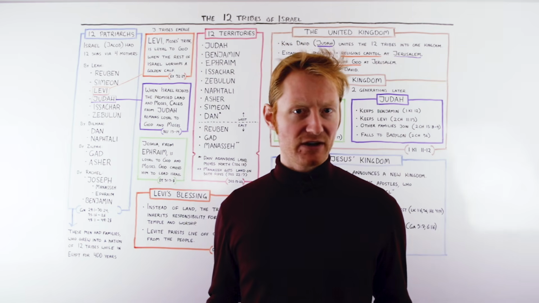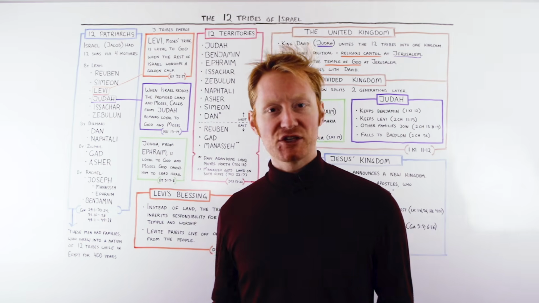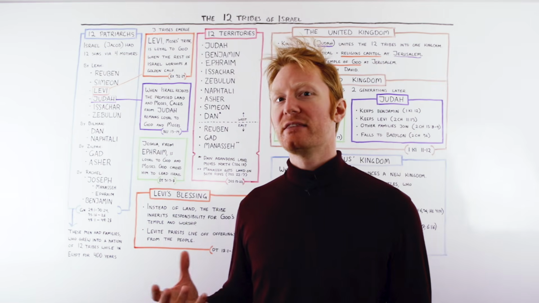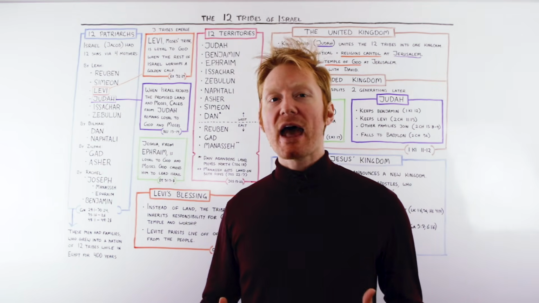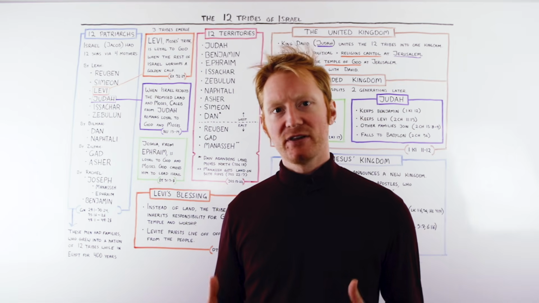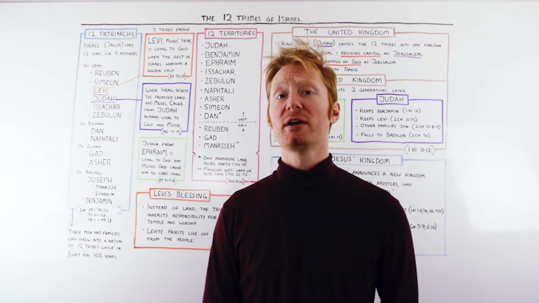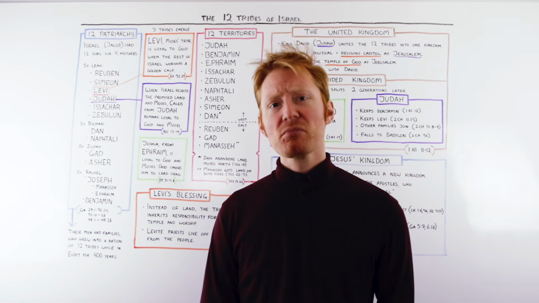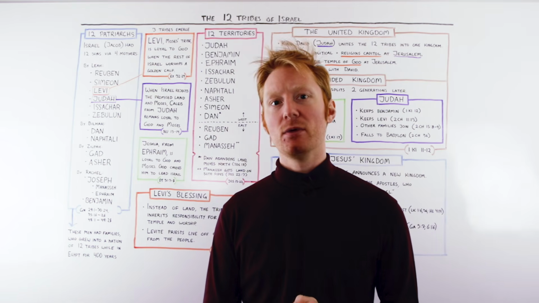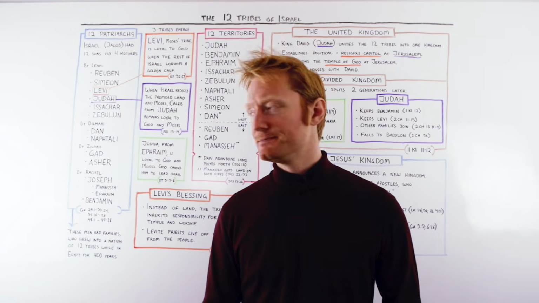Now, if you read through the Bible, you find the number 12 showing up over and over again. And that number was very important to the nation of Israel because they saw their nation as a collection of 12 large families called tribes. And these tribes show up over and over again throughout the Bible. So let's get a high-level overview of the 12 tribes of Israel.